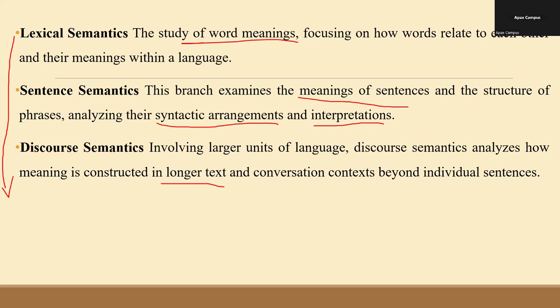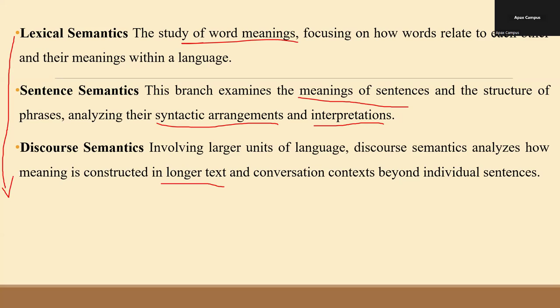Or it can be a book chapter, right? Or it can be a dialogue, a conversation, several lines. A dialogue or conversation consists of several different lines. So that sort of longer text, the overall meaning of the text is what you mean by discourse semantics.